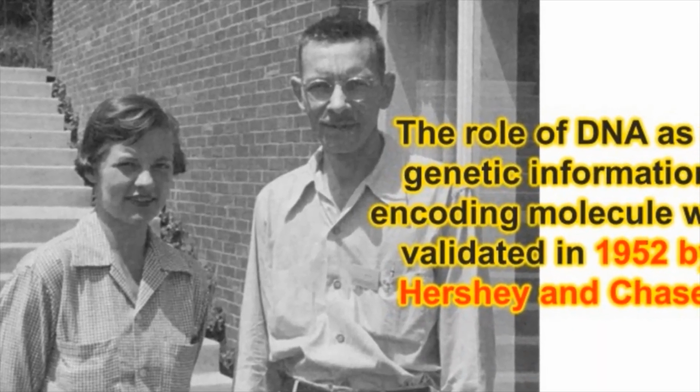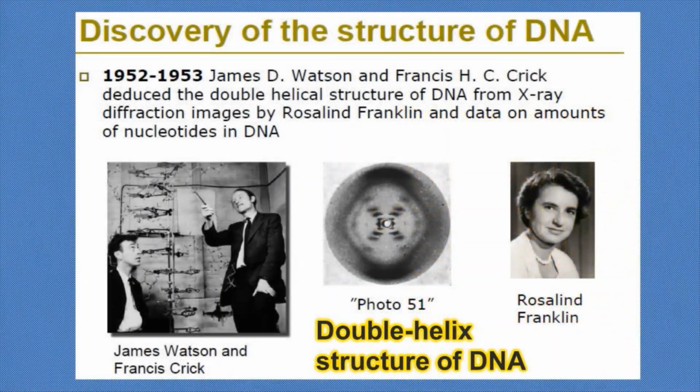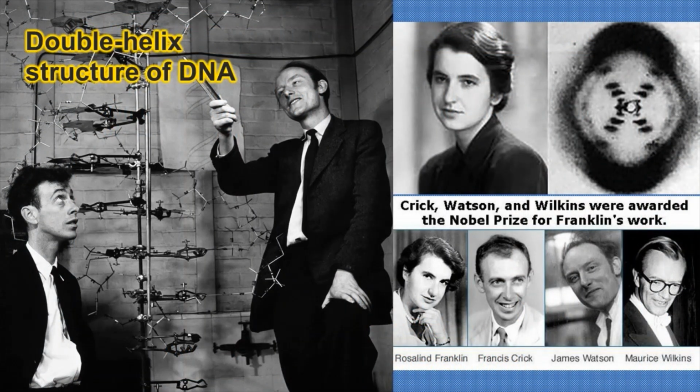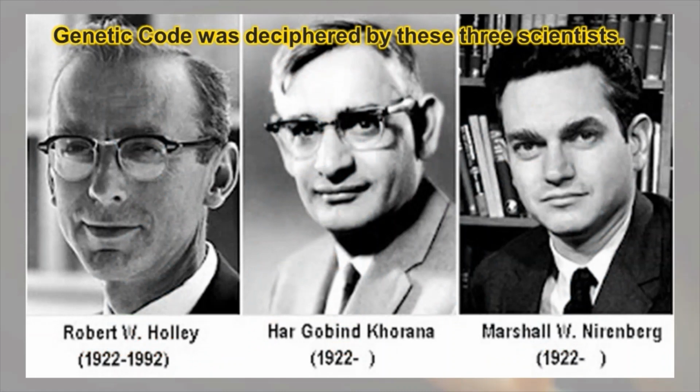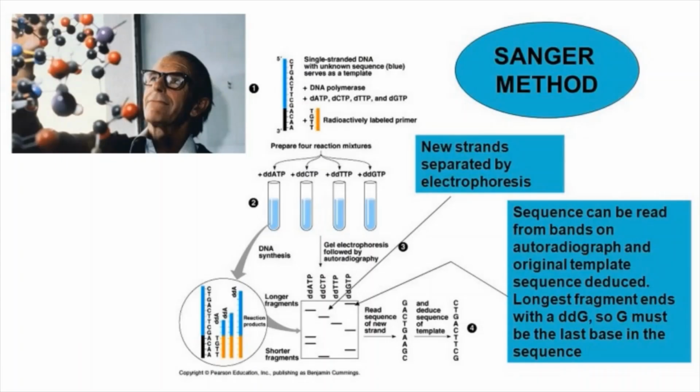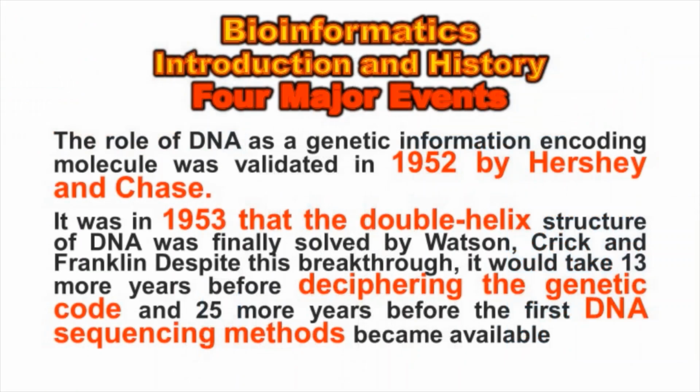Later in 1953, Watson and Crick proposed the DNA double helix model, which explained the chemical nature of DNA. It's after 13 years from the time when DNA double helix model was proposed, that is in 1966, the genetic code was deciphered by Khorana, Nirenberg and Holley. And it is only 25 years after the DNA double helix model was proposed, in 1978, that the methods of DNA sequencing became available for everyone.